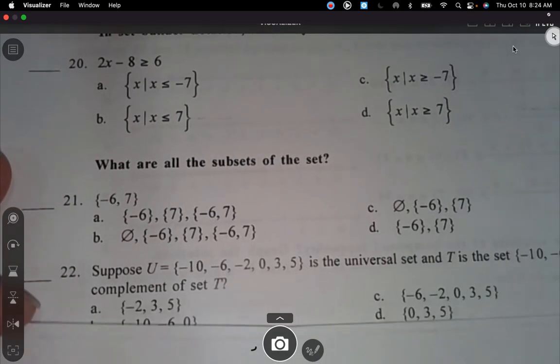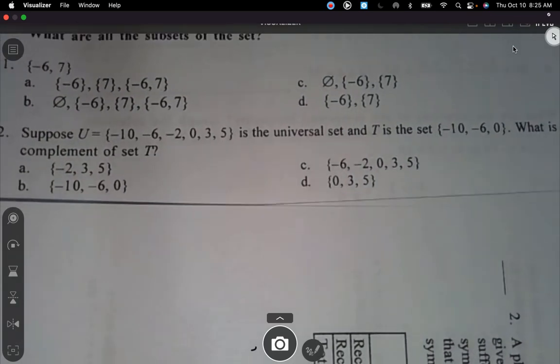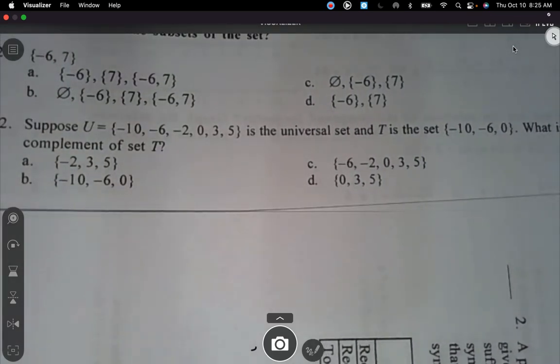All right, 22. Suppose that this is your universal set, and then you take this other set of negative 10, negative 6, and 0. What's the complement? All I would do is just mark through which ones they used. Negative 10, negative 6, and 0. So watch this. All right, what's the complement? What's left over? Negative 2, 3, 5. So your answer is A. Does that one make sense? The complement is just the other ones. It's just the ones left over. So that one, A.